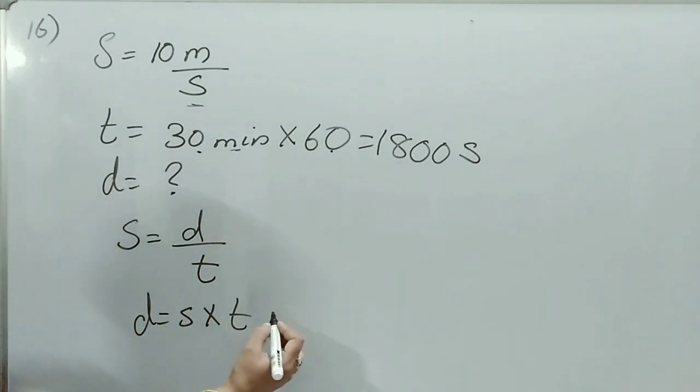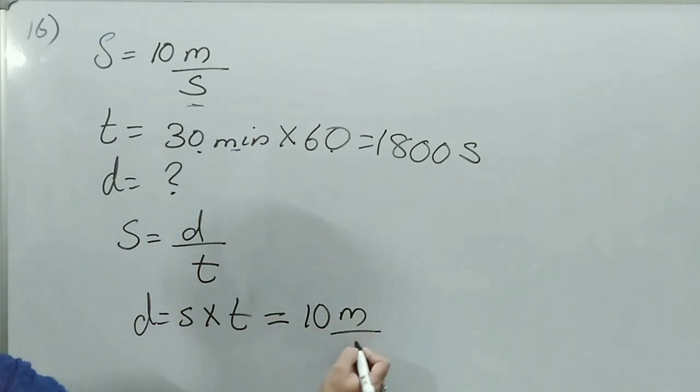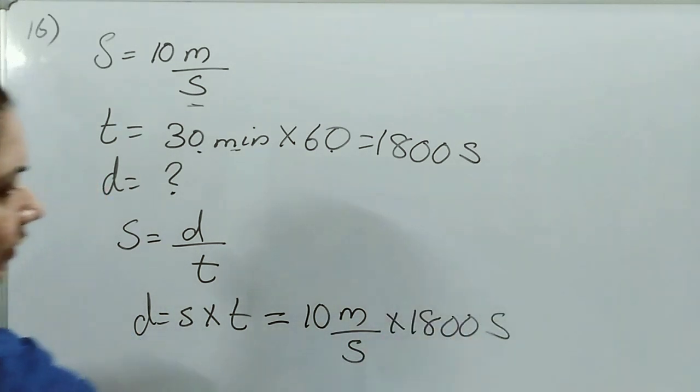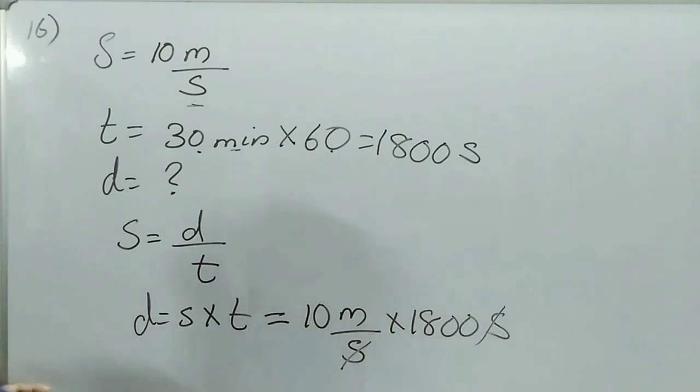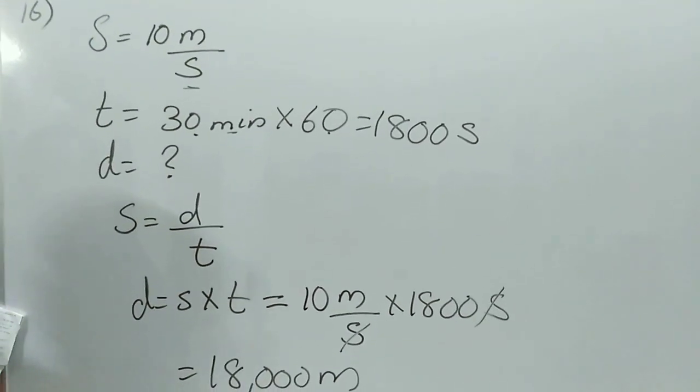What is our speed? Speed is 10 meter per second, and time is 1800 seconds. Now seconds can cancel. 10 into 1800, you will get 18,000 meter. So the distance traveled by the boy is 18,000 meter. In a textbook you can see the answer in kilometer also. It has not been asked, but if you want you can write it.